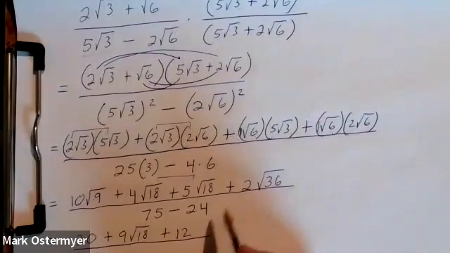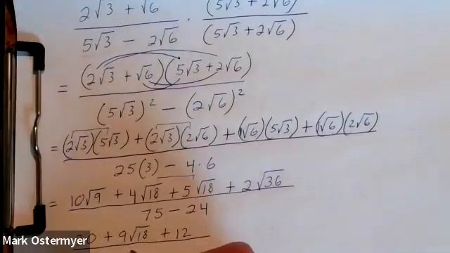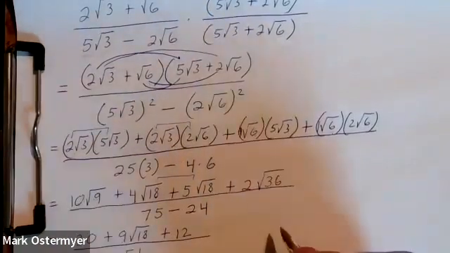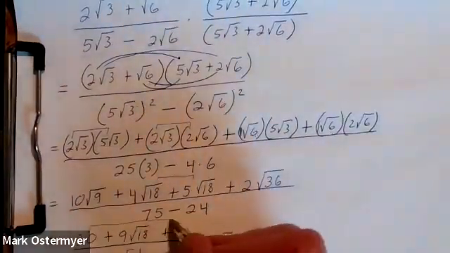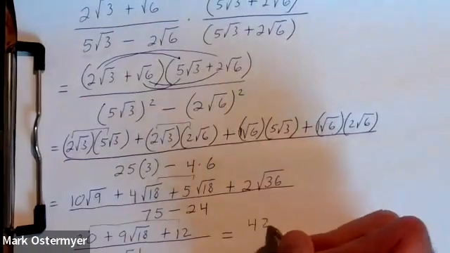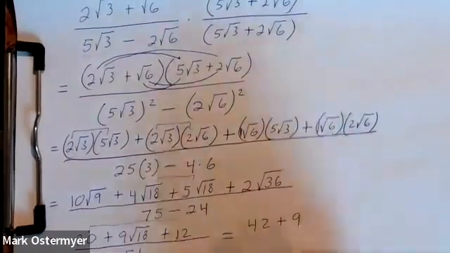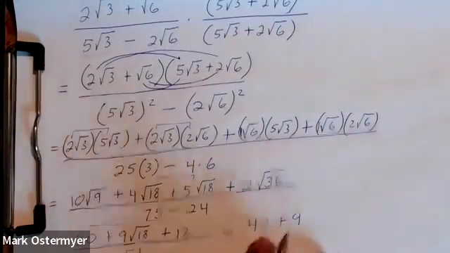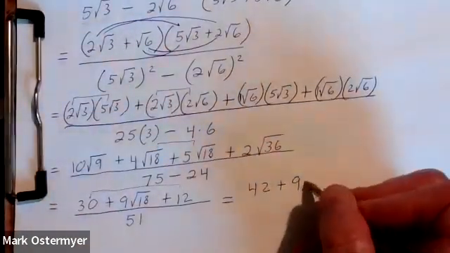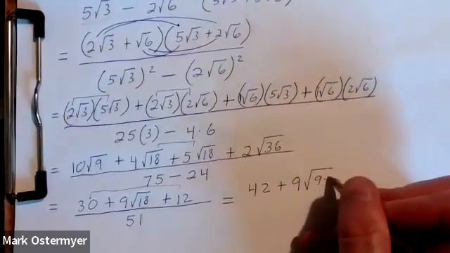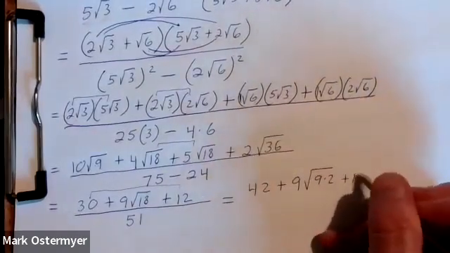75 minus 24 in the denominator is going to net us with 51. Back in the numerator, 30 plus 12 gives us 42. Now, the square root of 18 is not simplified. Although 18 is not a perfect square, 18 can be factored down into 9 times 2. And 9 is a perfect square.